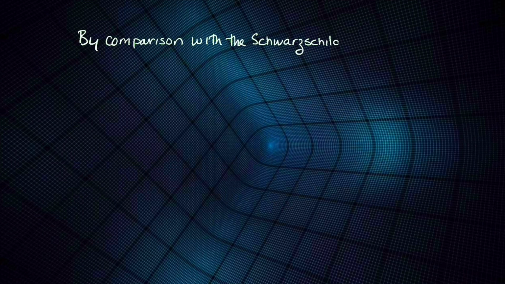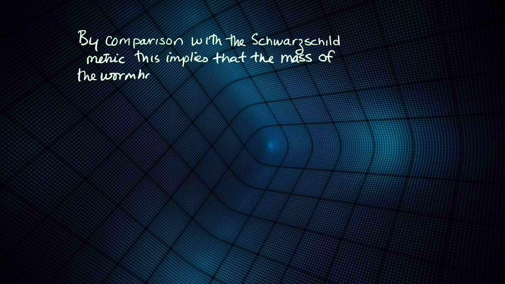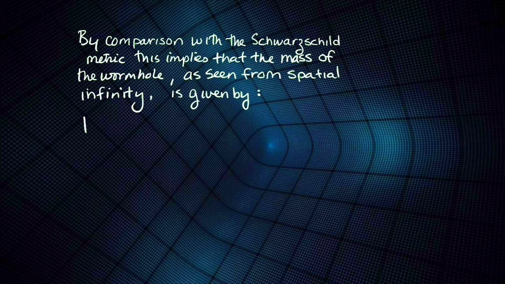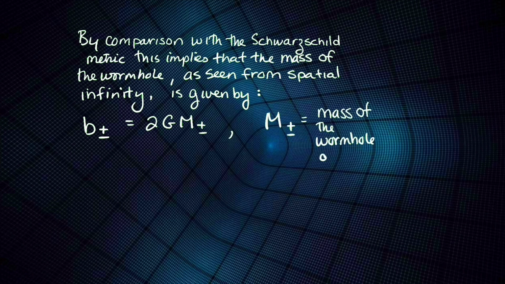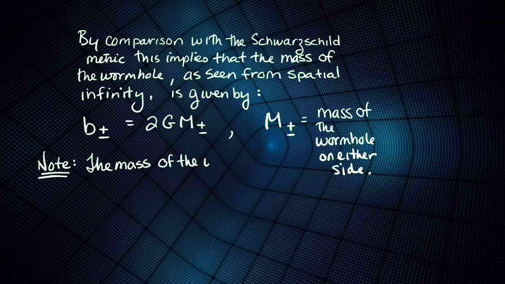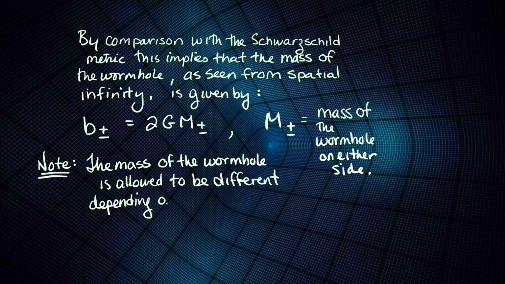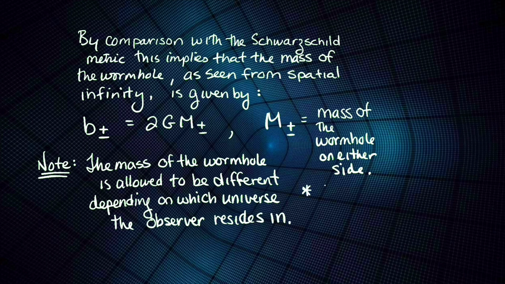By comparison with the Schwarzschild metric, this implies that the mass of the wormhole, as seen from spatial infinity, is given by b plus or minus equal to 2Gm plus or minus, where m plus or minus represents the mass of the wormhole on either side. And note that the mass of the wormhole is allowed to be different depending on which universe the observer resides. That is, the two mouths can have different masses.